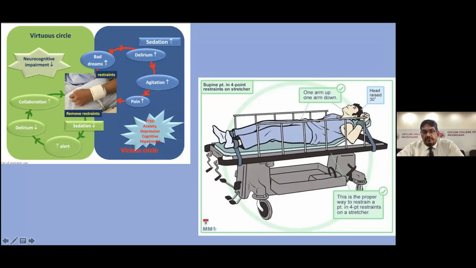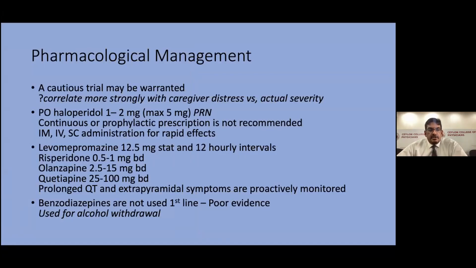So if you need to restrain, you need to restrain to the frame of the bed rather than the bars. And you see that there is some element of change in the posturing of the arms. One arm should be down and one arm should be up, so that patient is able to be comfortable. And the head should be raised 30 degrees. You prevent aspiration in such a patient.